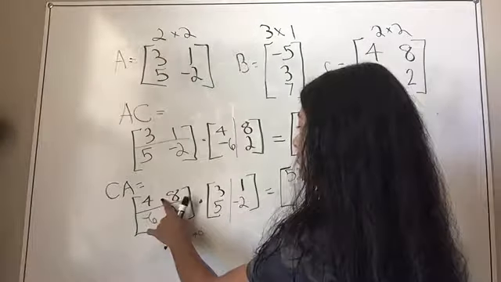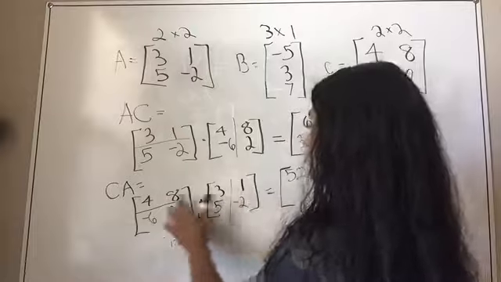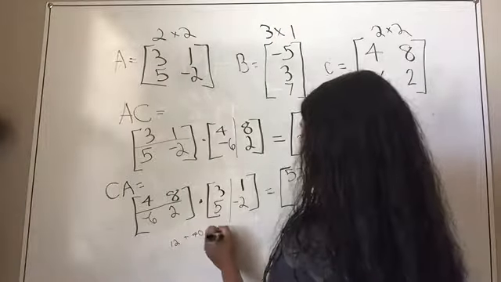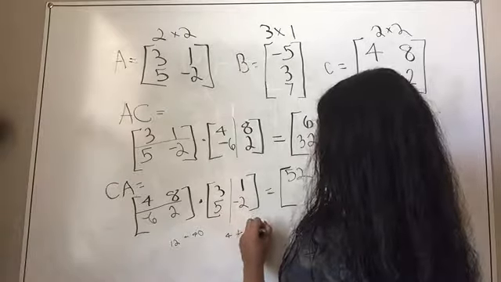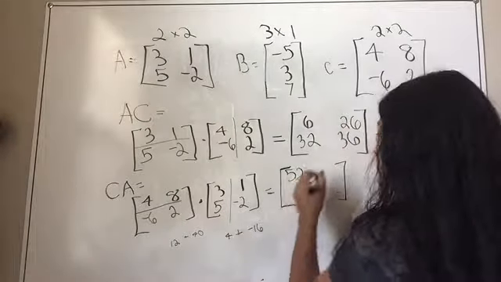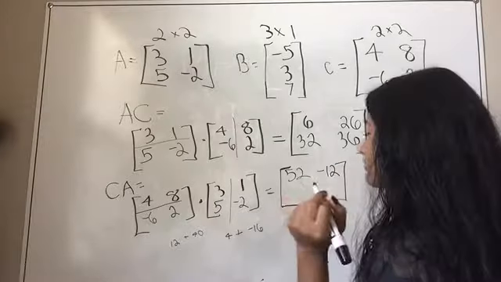We're going to do top row, right column. 4 times 1 is 4, plus 8 times negative 2 is negative 16. 4 plus negative 16 is negative 12.